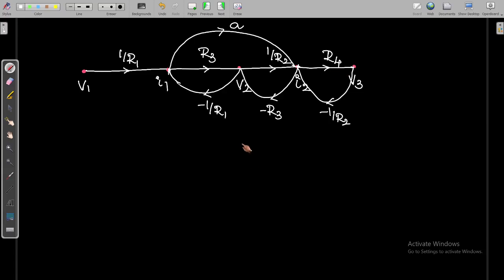So you can find very easily now. What is the forward path and what are the individual loops, you can identify and you can find, but the problem is asked only to draw the signal flow graph.